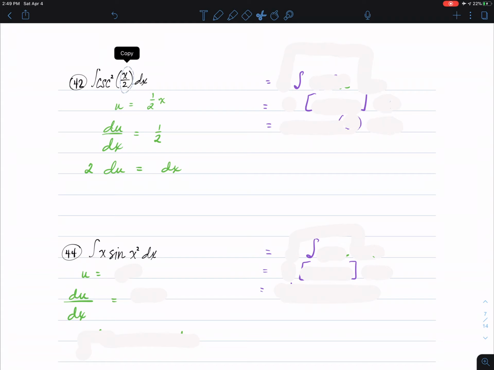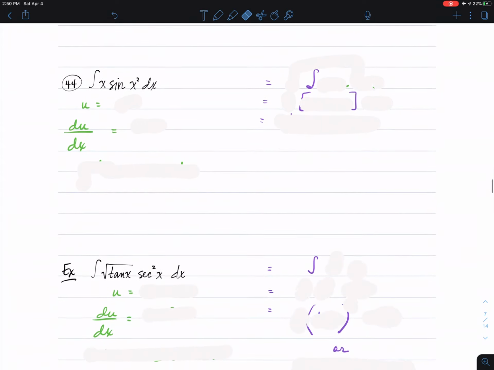Okay, so we're going to have a cosine squared of our u. And then the only thing that's left is the dx. And so we'll substitute in a 2 du. Of course, the 2 will go out to the front, the du out to the back. The integral of cosine squared is negative cotangent plus my constant. And then we'll put our x back in. So that'll be a negative 2 cotangent x over 2, or 1/2 x, either one, plus c.